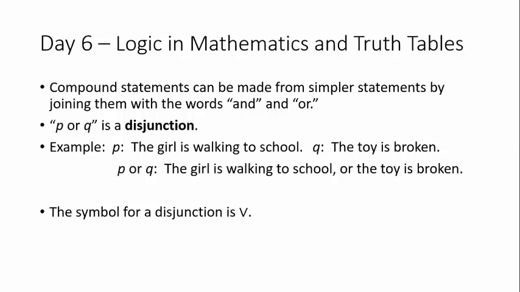When we combine two statements with the word or, we have created a disjunction. We have an example here. Statement P is, the girl is walking to school. Statement Q is, the toy is broken. When we combine these with the word or, we have, the girl is walking to school or the toy is broken. The symbol for disjunction looks like a capital V.